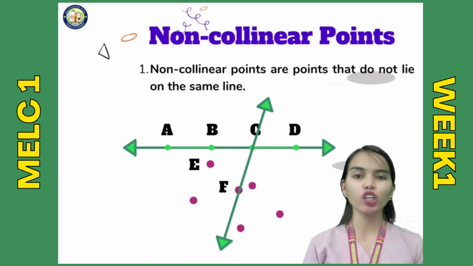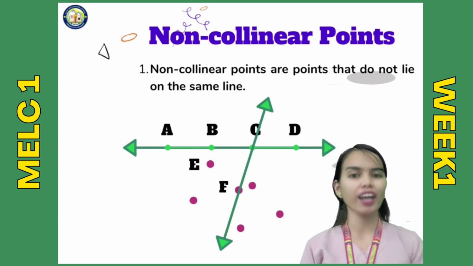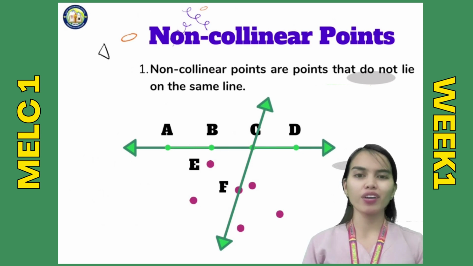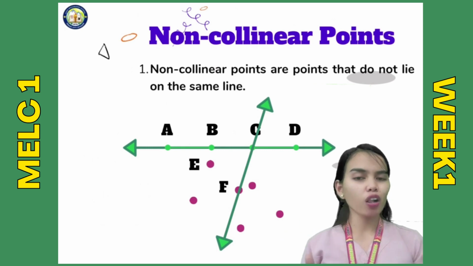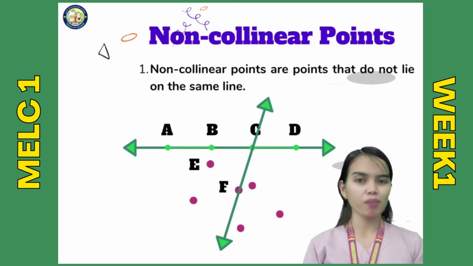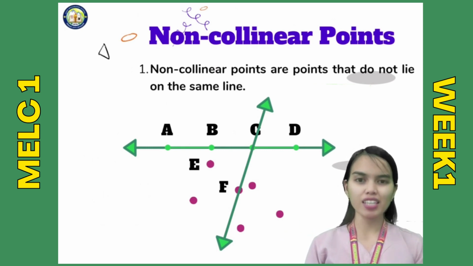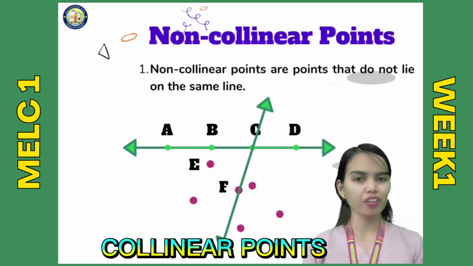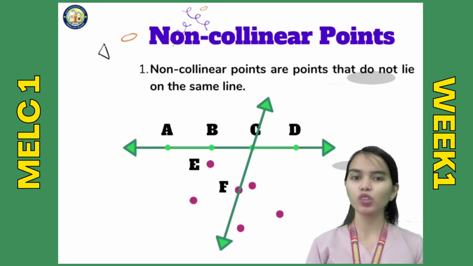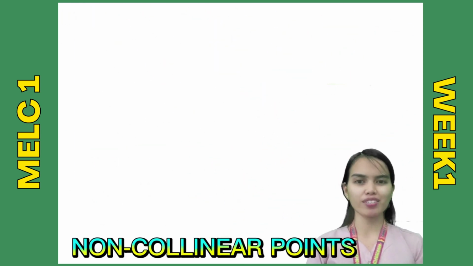So therefore, we conclude that these points are non-collinear points. So again, what do you call those points that lie on the same line? Yes, very good. They are collinear points. What about those points that do not lie on the same line? Very good. Those are non-collinear points.